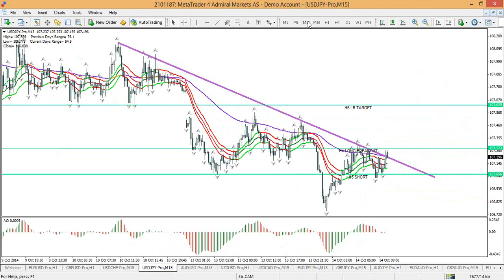Rather than take the immediate break here, despite the fact that it could be a bouncing spot, breaking spot, I would probably rather wait for the break and then wait for the hook back. Alrighty, that's the dollar yen.